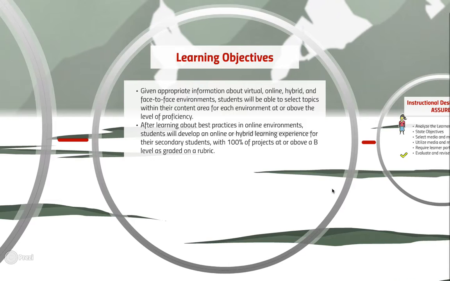My objectives are that, given appropriate information about virtual, online, hybrid, and face-to-face environments, students will be able to select topics within their content area for each environment at or above the level of proficiency. These topics should be appropriate for the level or for the environment that they choose. After learning about best practices in online environments, students will be able to develop an online or hybrid learning experience for their secondary students, with 100% of projects at or above a B level as graded on a rubric.